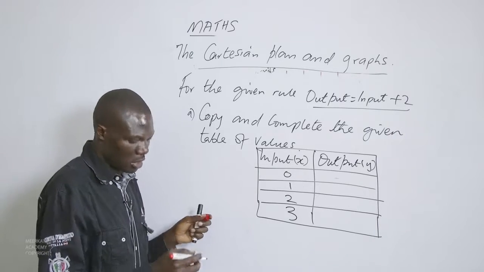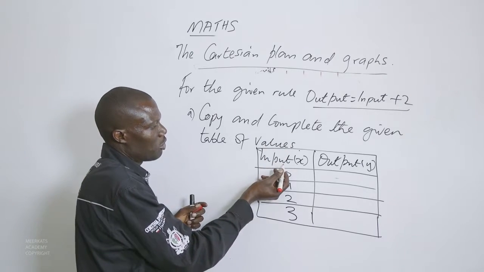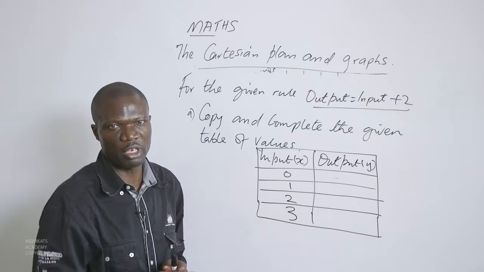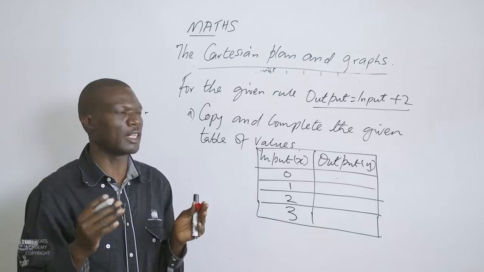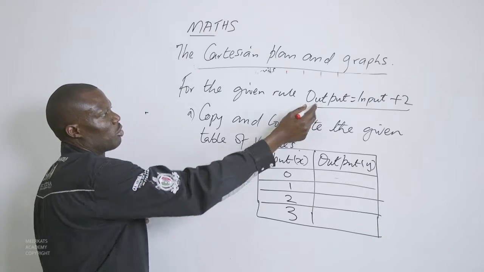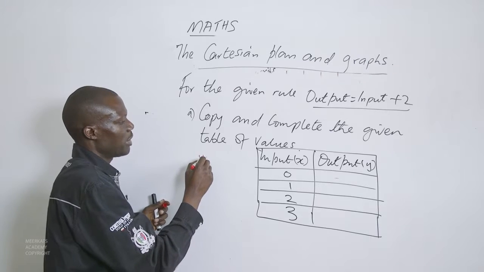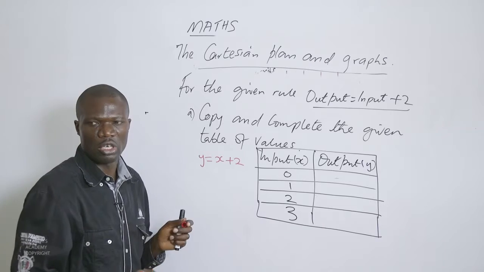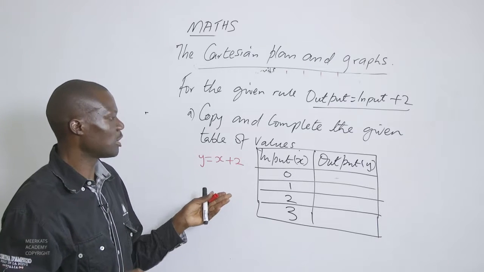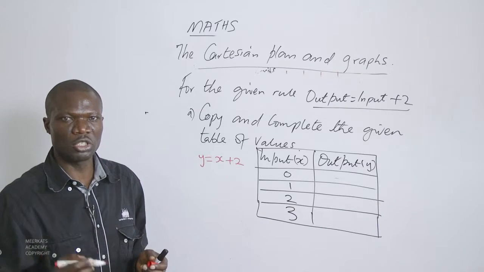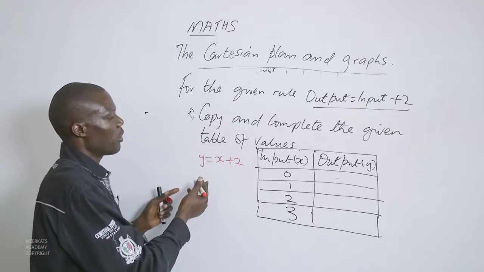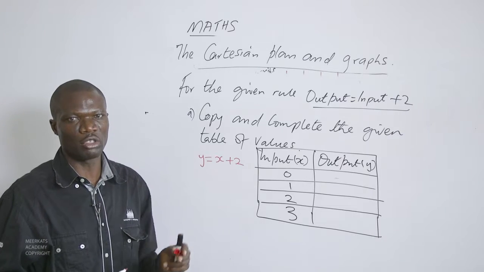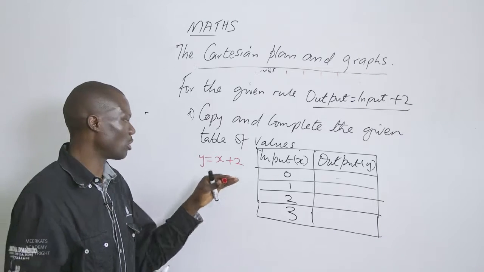So in our solution, having been told x is the input and y is the output, I'm not going to use input and output, I'm going to use the letters x and y. So the rule will change and say y is equal to x plus 2. And by substitution, as we saw earlier on, we substitute the respective values of x and complete the table using the rule that we have.